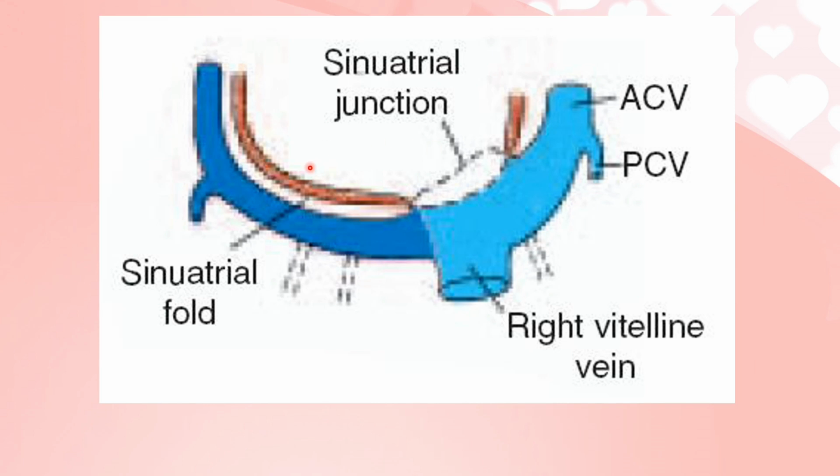Again, a detailed view of both the sinus horns. On the left side, you can see this is the left coronary sinus, which is forming an oblique vein, and the right sinus horn is gaining its importance. Also, the sinoatrial junction is now incorporated. It shifts onto the right side.